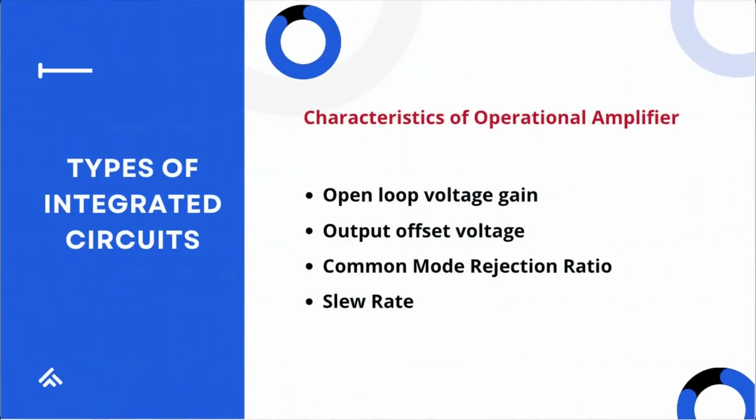I have already told that the IC741 is one of the most widely used integrated circuits for operational amplifiers. Now, characteristics of operational amplifier. The important characteristics or parameters of an op-amp are as given here. First is the open loop voltage gain. Then the second one is the output offset voltage, common mode rejection ratio, and slew rate. Now let us discuss these characteristics in detail.